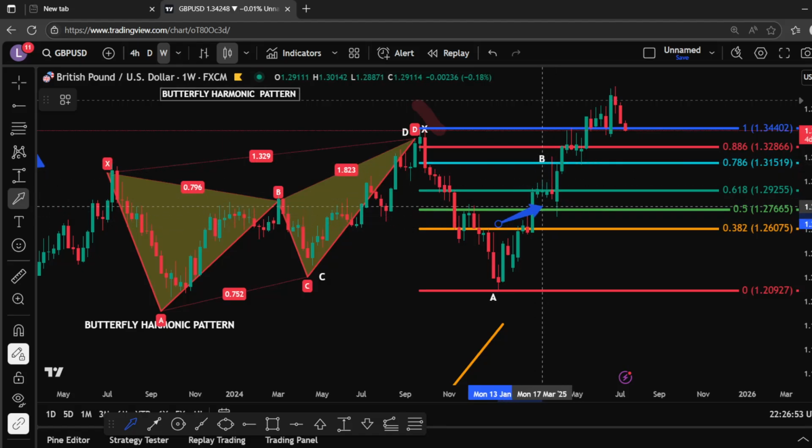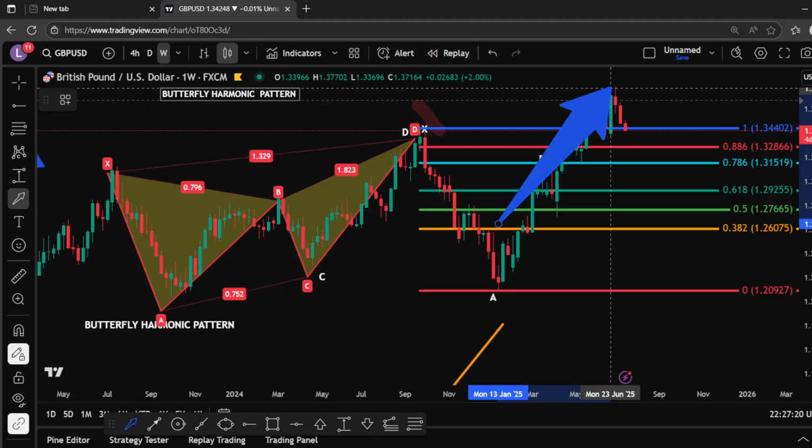So we went up and then we rejected right here. I said the 0.786 can be plus 5%, but must not touch 0.886. So we touched and rejected the 0.786, and then we retraced up to here before we then rallied up.